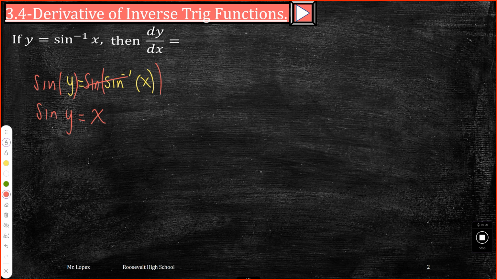Now we're going to take the derivative, d dx of it. So what's the derivative of sine y? What's the derivative of sine? Cosine. So we're going to say cosine y times what? dy dx. And that is going to equal the derivative of x, which is 1.